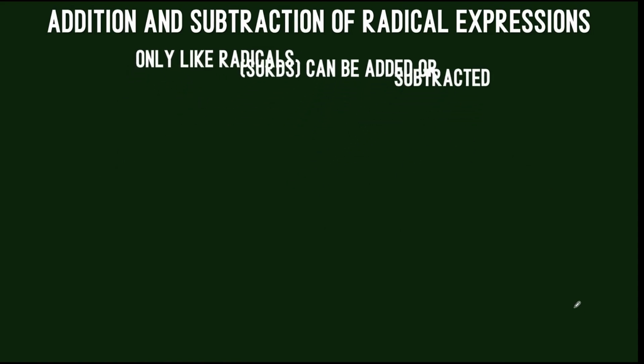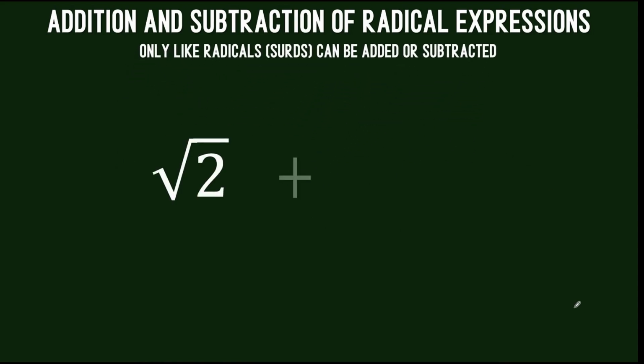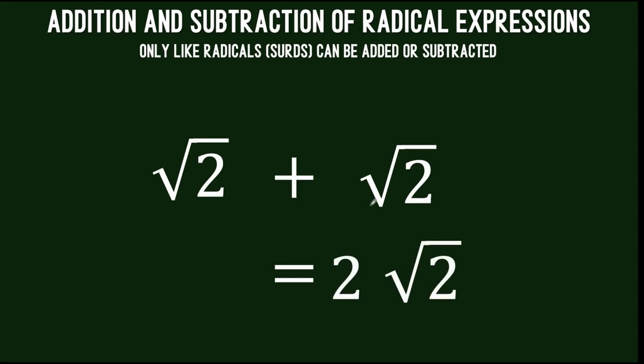Let's say the problem is square root of 2 plus square root of 2. We know that square root of 2 is a surd, and you can think of this as 1 copy of square root of 2 plus another copy of square root of 2. That is equal to 2 copies of square root of 2.